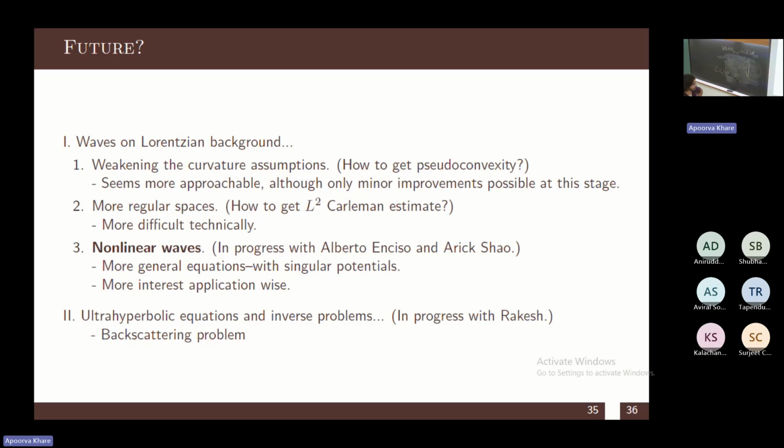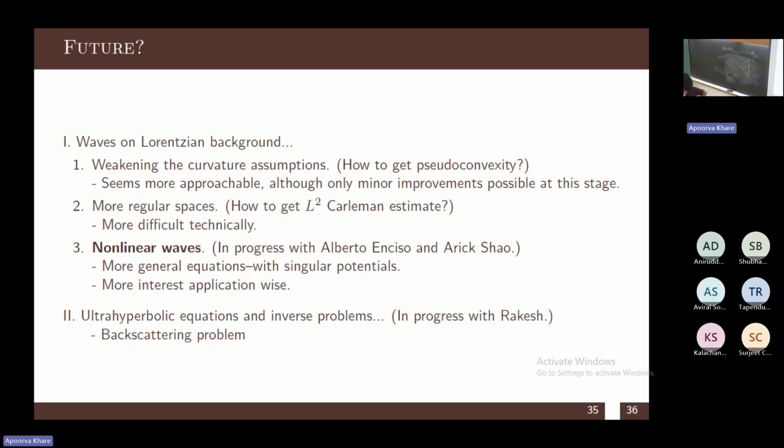And finally, some connections have been found between ultra hyperbolic equations and this notion of backscattering problem. I actually don't know much about this. I'm just working on it with a collaborator. So we hope to make some progress using the last result for inverse problems.